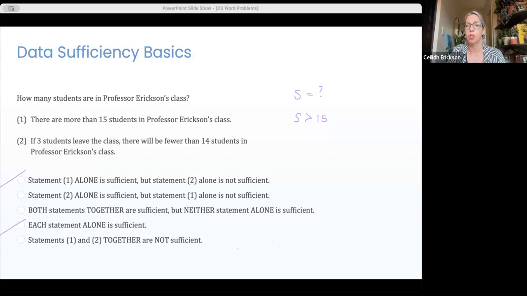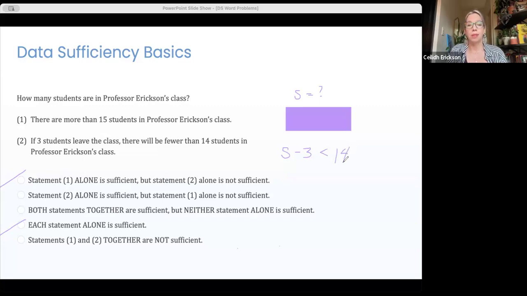So then we look at statement 2. And here's the important part. When we look at statement 2, we have to pretend that we never saw statement 1. Erase it from our memory. Basically, give yourself temporary amnesia. Pretend you didn't know it, and look at statement 2 by itself. If 3 students leave the class, okay, so then the amount that we have now, minus 3, would be fewer than 14.